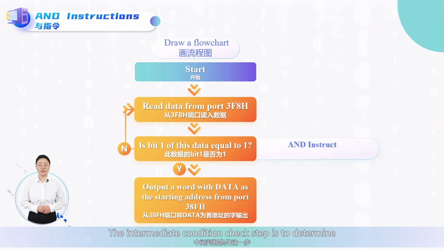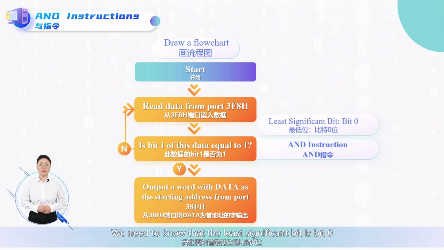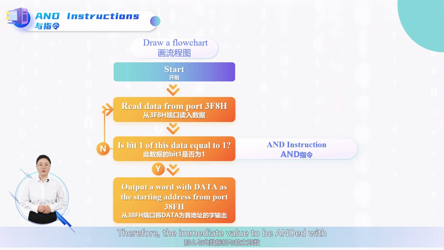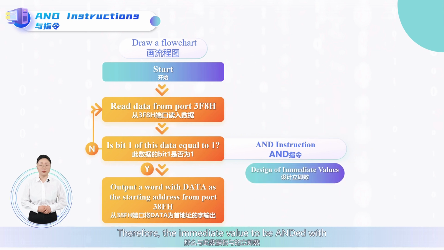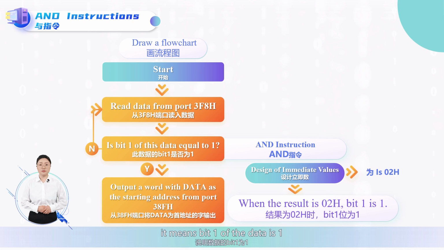The intermediate condition check step is to determine whether bit 1 of the data is 1. We need to know that the least significant bit is bit 0. So bit 1 is actually the second least significant bit. Therefore, the immediate value to be ANDed with this data can be designed as 02H. When the result of the AND operation is 0, it means bit 1 of the data is 0. When the result is 02H, it means bit 1 of the data is 1.